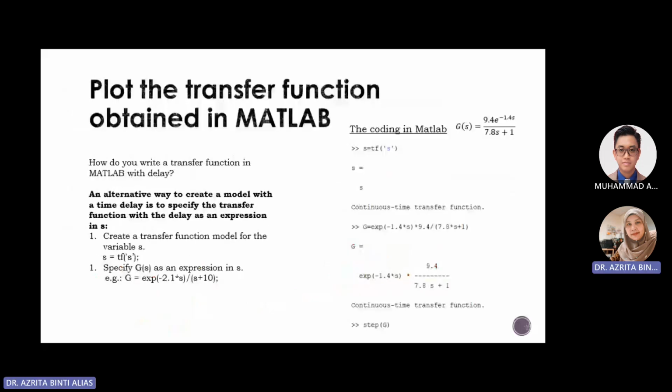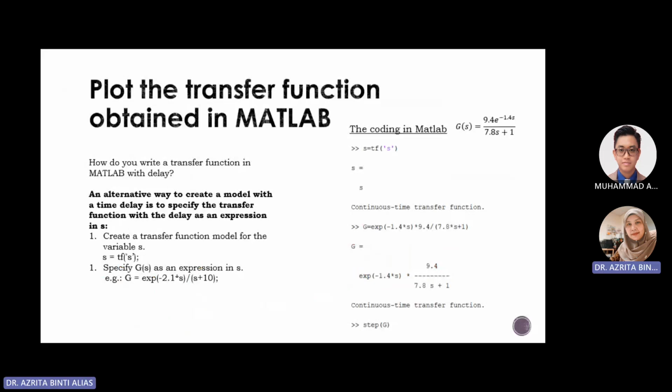Okay, so actually this slide is not on your final exam. Not on your final exam. But you need to do this graph for your assignment. So plot the transfer function obtained in MATLAB.